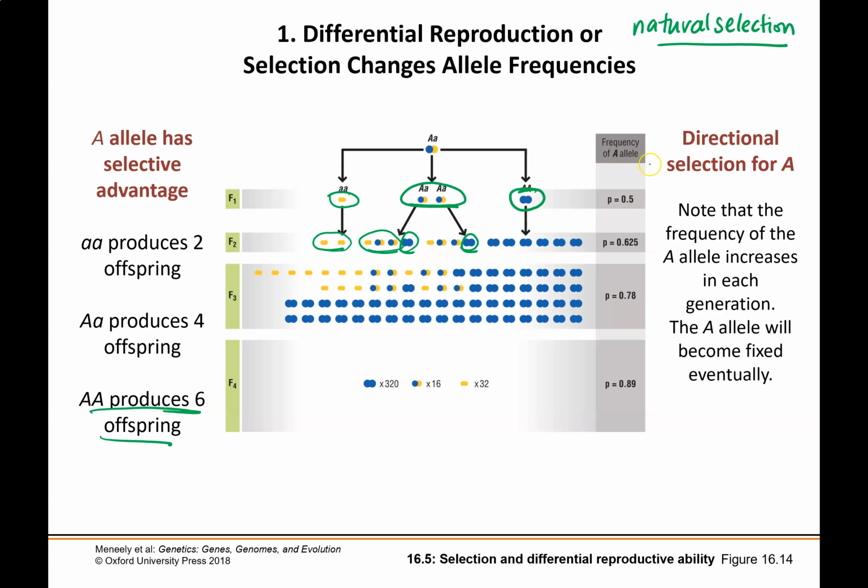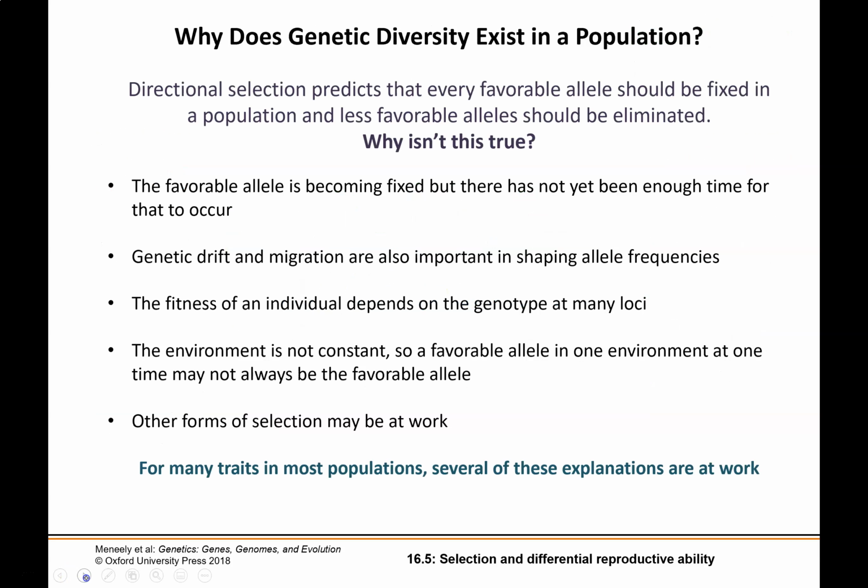And so over here, if we start with an equal number of alleles in our population, but the blue alleles are more advantageous, it's going to slowly increase over time. Now, eventually, if this continues, the big A allele is going to be fixed in the population. So if that big A allele is going to become fixed in the population, how or why does genetic diversity even exist? Because that selection for one allele over the other should predict that that allele become fixed in the population and the less favorable alleles should be eliminated.